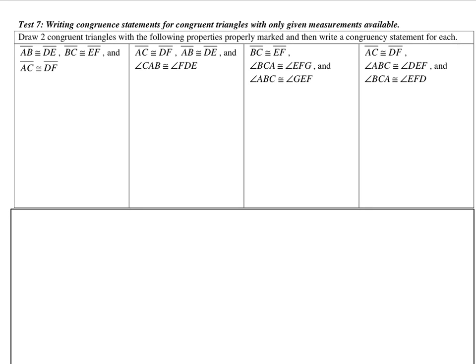Alrighty. So for this one, we're going to draw two triangles with the following properties marked, and then write a congruent statement for each, and say also why they're congruent. We're going to write the congruent statement and say why they are congruent. So we're going to draw two triangles.